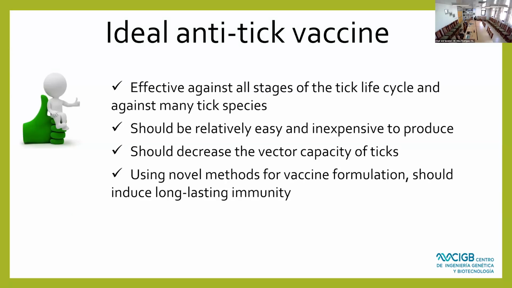And ideally, this antigen or vaccine should decrease the vector capacity of ticks, because this is the main concern about ticks, the transmission of pathogens, and for this reason, decreasing the vector capacity of ticks is a very important point when you select the antigens.